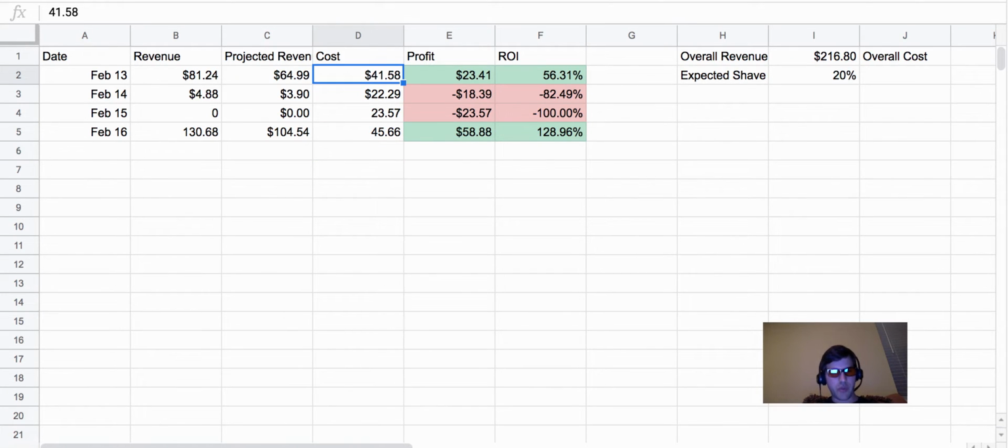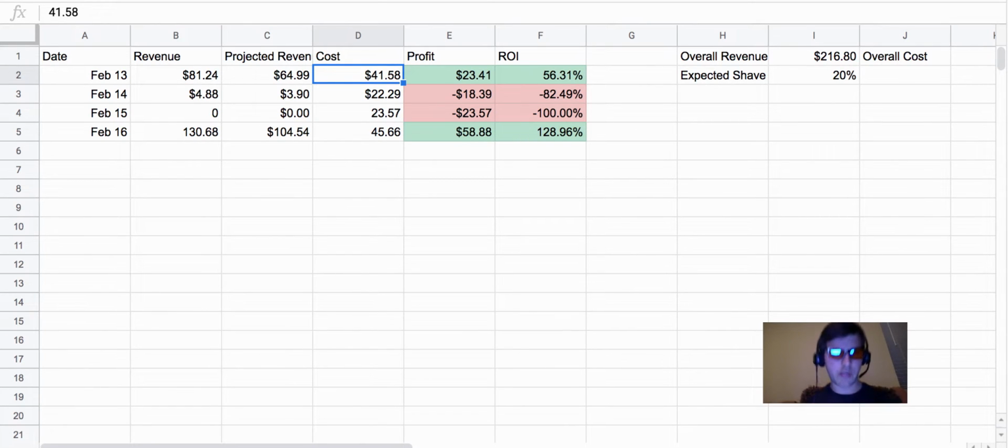The first day we spent $41 and we earned 81 back, and then it's an 80-20 rev share. So what that means is that the advertiser is going to get 20% and we're going to get 80%. And that's why in this column we have this expected shave to be 20%. So what you're seeing here is we spent $41, we earned 81 back, and then the real earnings for us here is 64 though, because we only get 80% and the advertiser gets the other 20%. So day one was very promising.